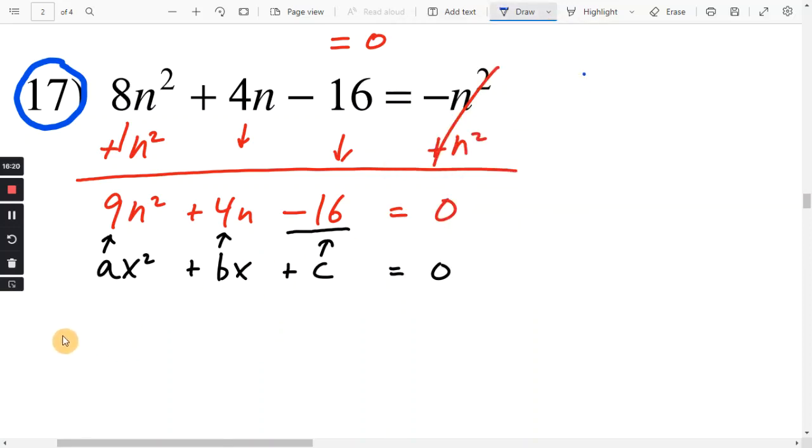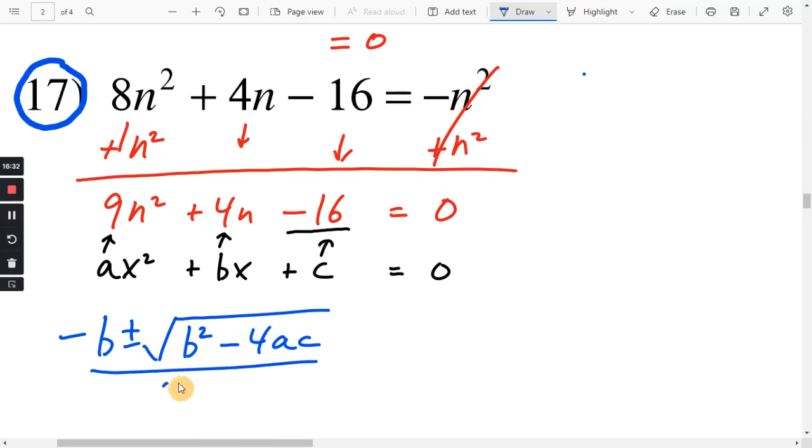And now the formula, negative b plus or minus radical b squared minus 4ac, all over 2 times a. Okay, you don't have to write the formula every time if you know it, but if it helps you, then please do so.